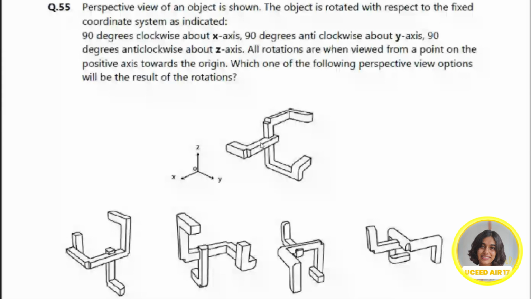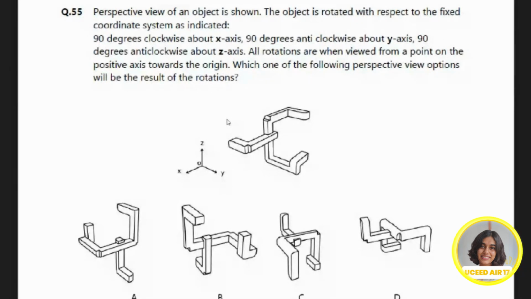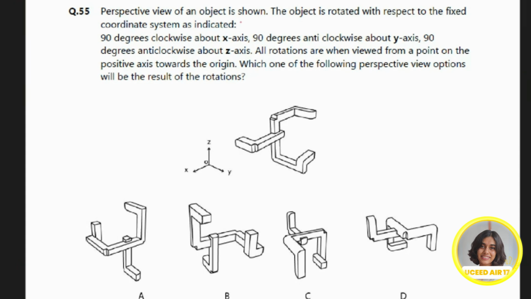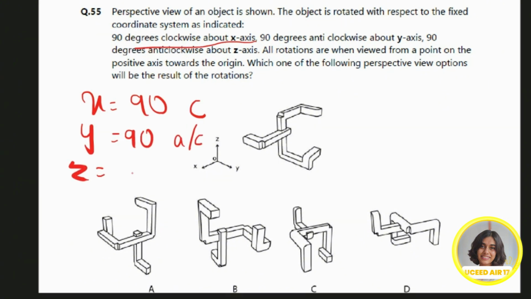Perspective view of an object is shown. The object is rotated with respect to the fixed coordinate system as indicated: 90 degrees clockwise about x-axis, 90 degrees anti-clockwise about y-axis, 90 degrees anti-clockwise about z-axis. All rotations are when viewed from a point on the positive axis towards the origin. Which one of the following perspective views will be the result of the rotation? Now, the main thing here is that about x-axis it's 90-degree clockwise, y-axis is 90-degree anti-clockwise, and z-axis it's 90-degree again anti-clockwise. These are the main operations we have to conduct on this.